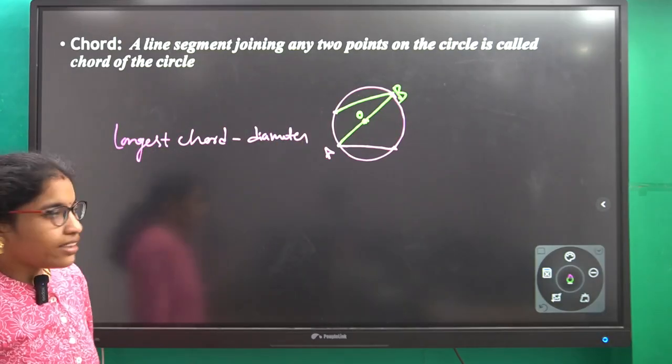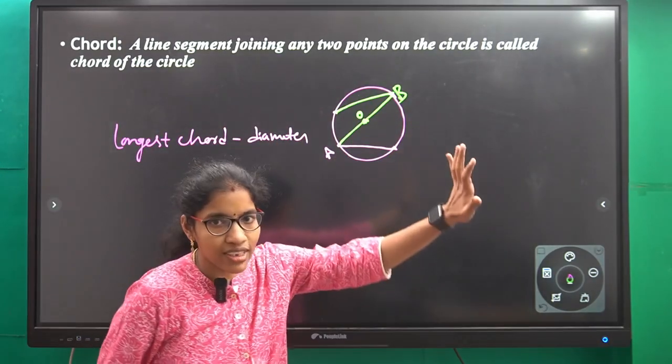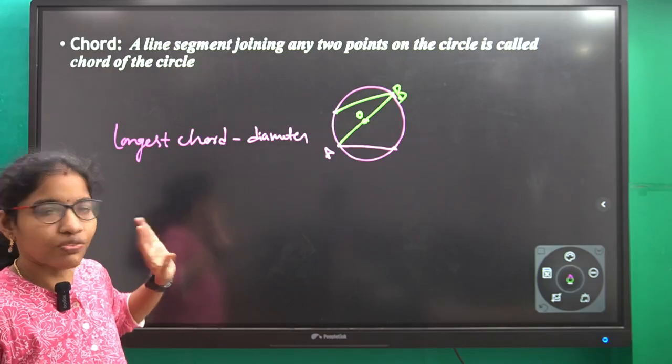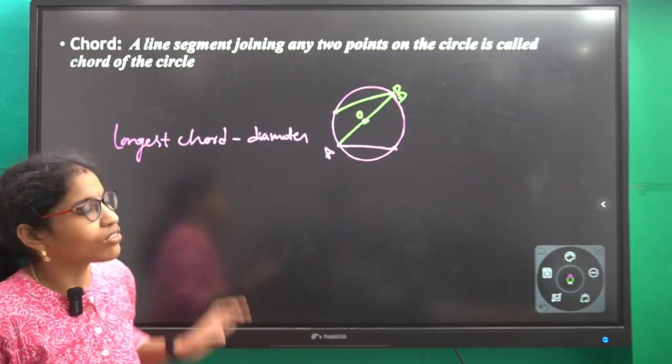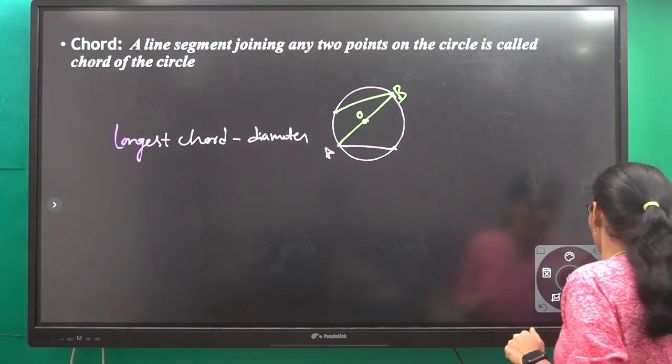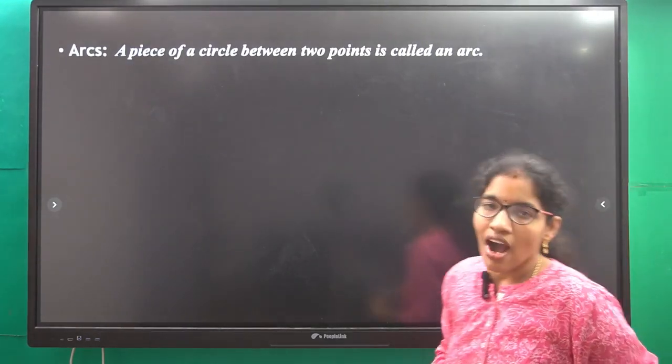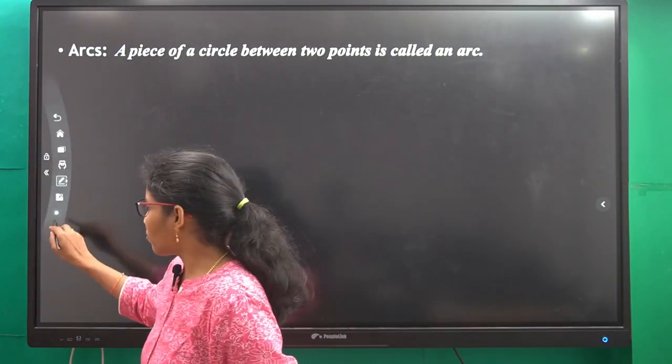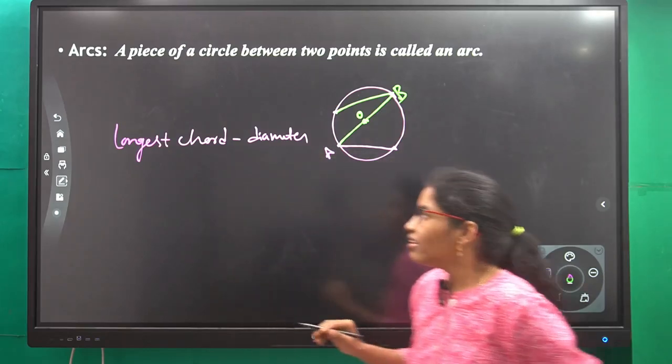Clear? Right? So the chord which passes through the center is called diameter. That is the definition for diameter. And the longest chord is what? Diameter only. Clear? So this is about the chord. The next one is arc. What is meant by arcs?